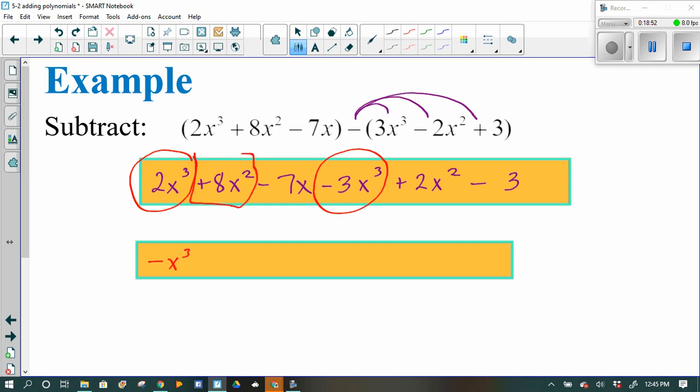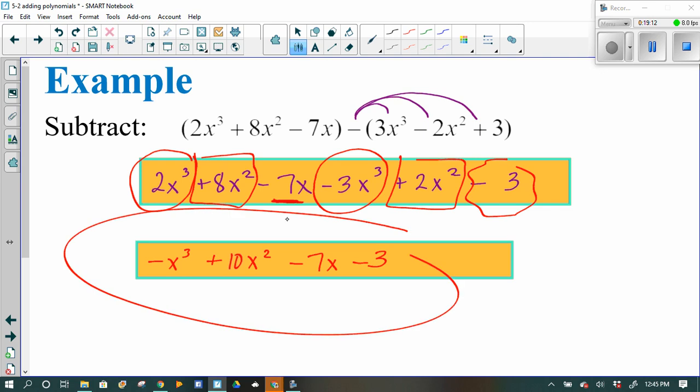I have an x squared and an x squared. 8 plus 2 is 10x squared. Then I have just an x by itself, and I don't have any more, so you just bring it down. And then I've got this negative 3 by itself, so you just bring it down. And then you're left with a 4-term polynomial of degree 3.